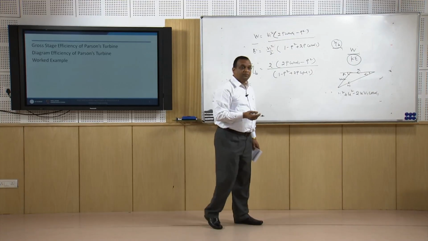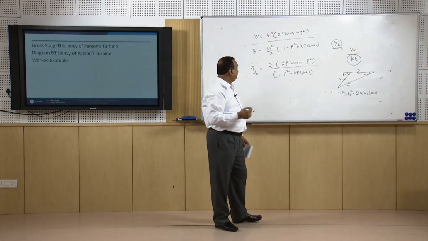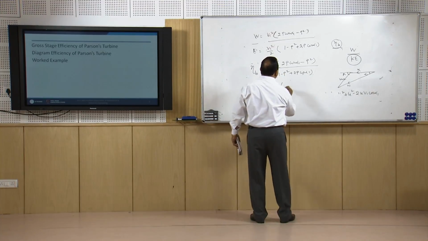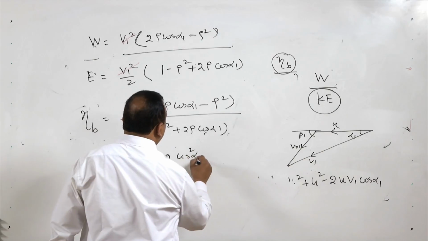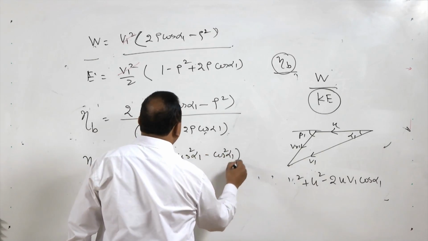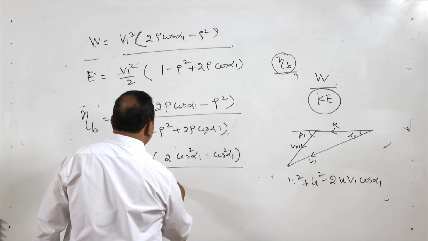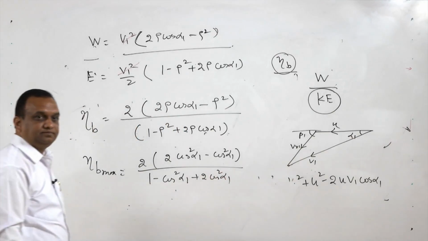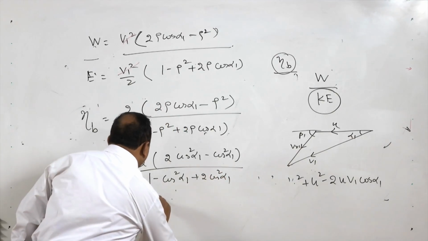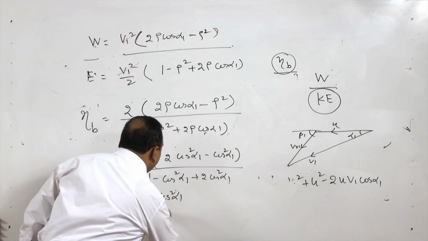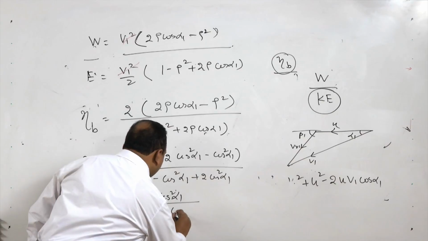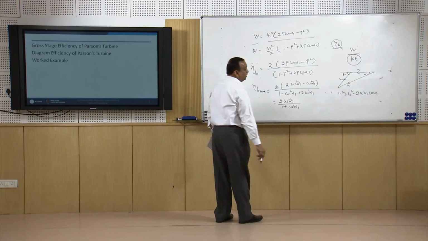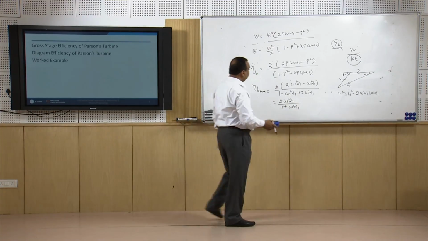Now here also if you put rho equal to cos alpha 1, so maximum blade efficiency is going to be 2 times 2 cos square alpha 1 minus cos square alpha 1 divided by 1 minus cos square alpha 1 plus 2 cos square alpha 1, and this is going to be equal to 2 cos square alpha 1 divided by 1 plus cos square alpha 1. So this is the maximum blade efficiency of Parsons turbine.